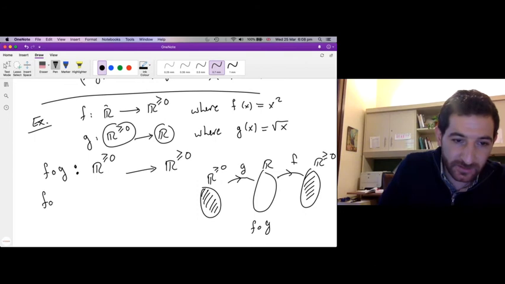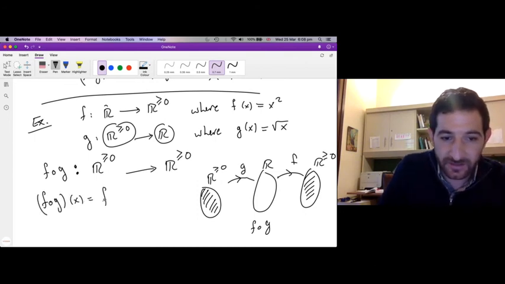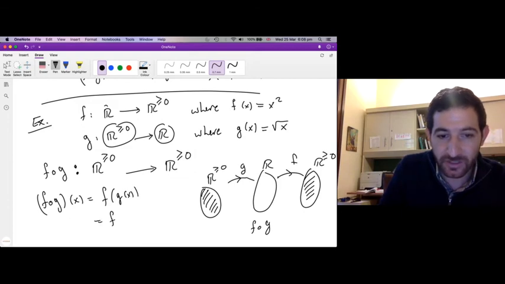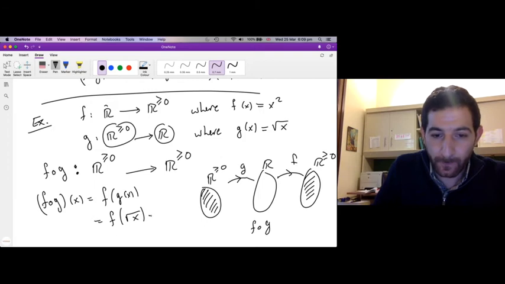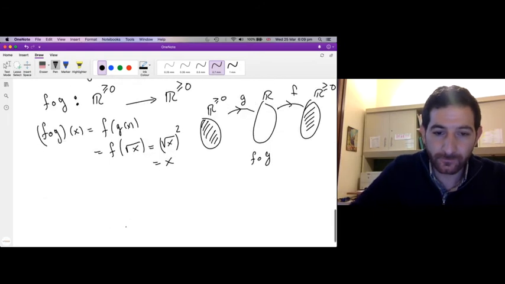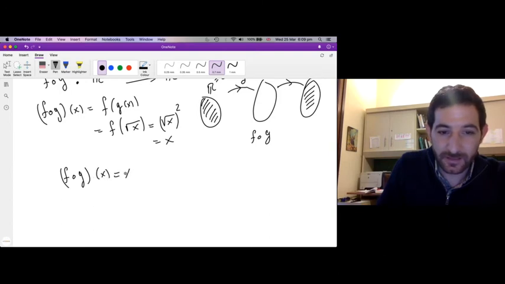So let's see what is the image of a single element. By definition, this is f of g of x. If we first apply g to x, we get square root of x, and then apply f to this, we get square root of x squared, and this is x. So this means that f of g of x is x.